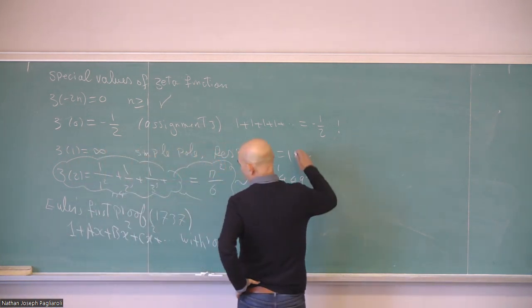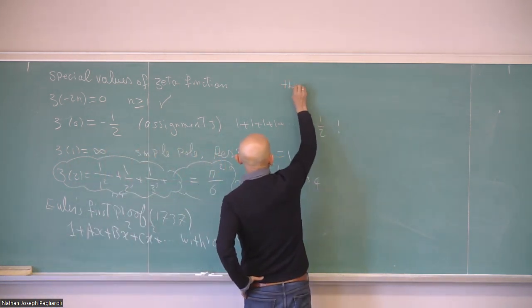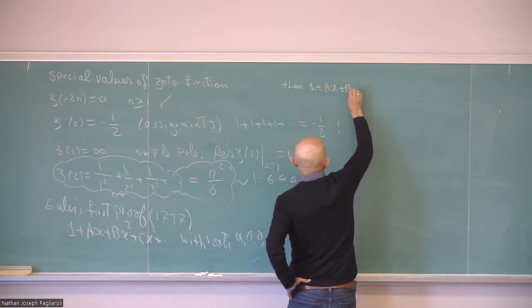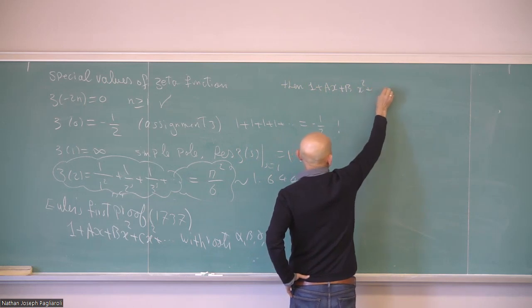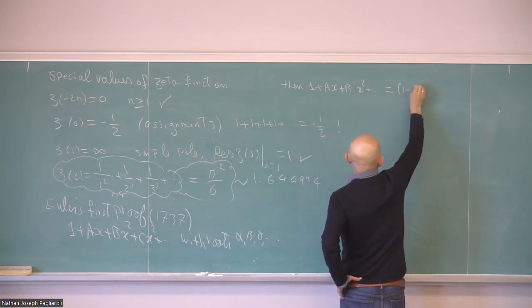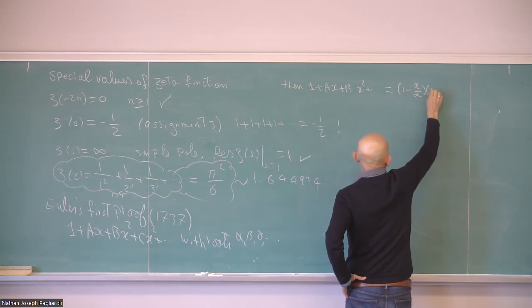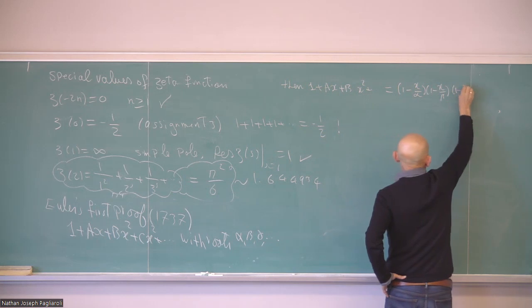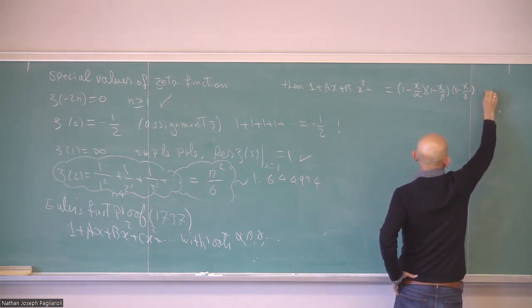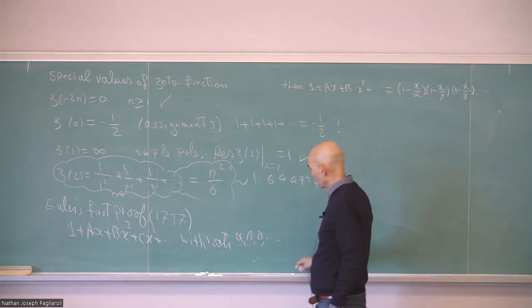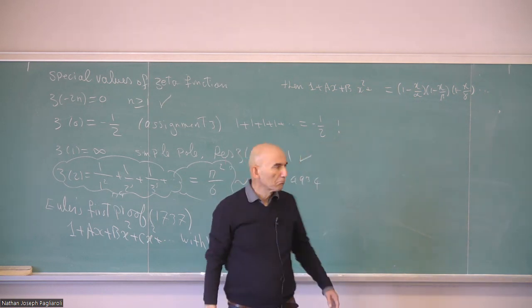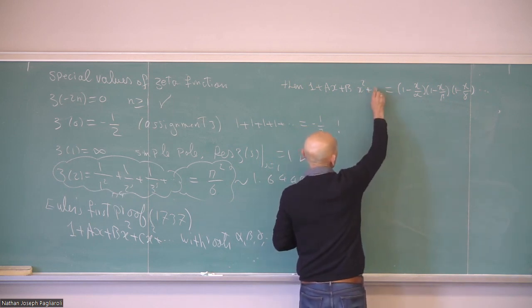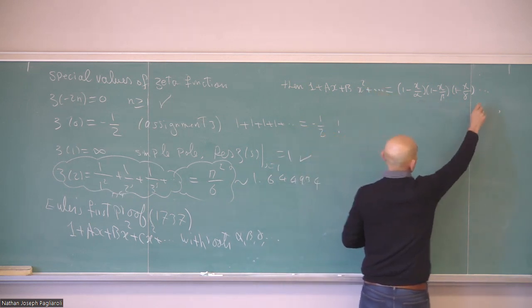Then you write the following factorization. 1 plus ax plus bx squared plus cx cubed, etc., is equal to 1 minus x over alpha, times 1 minus x over beta, times 1 minus x over gamma, etc. Are you with me?